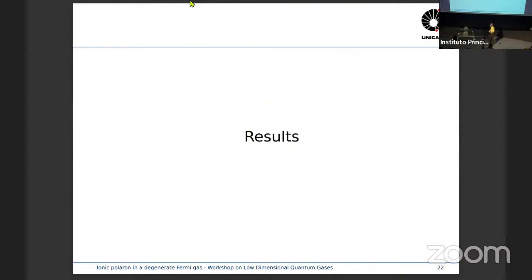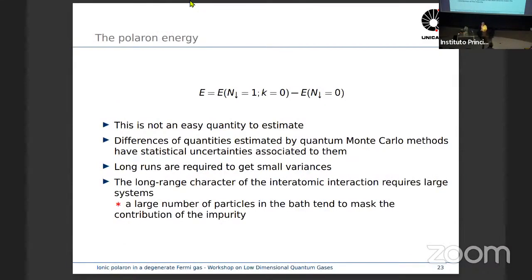Now let me show you some results that we have. I start by showing you the polaron energy. What is this? We put the ion, the down spin particle, in a state with k equals 0, with momentum equals 0, minus the energy of the bath. This is not an easy quantity to be estimated.